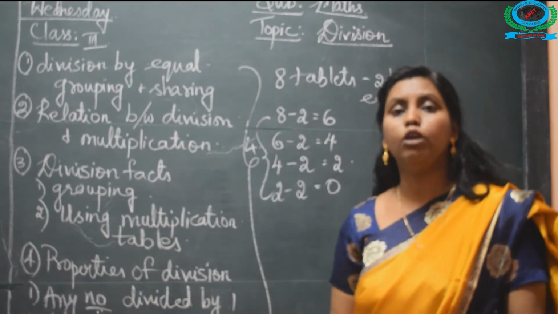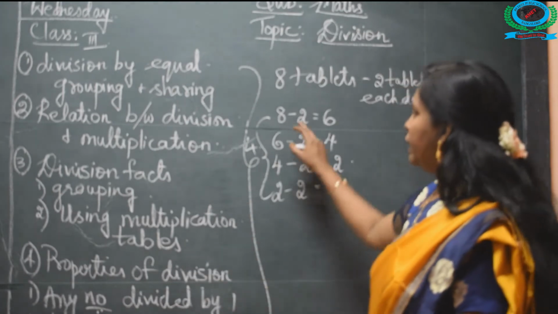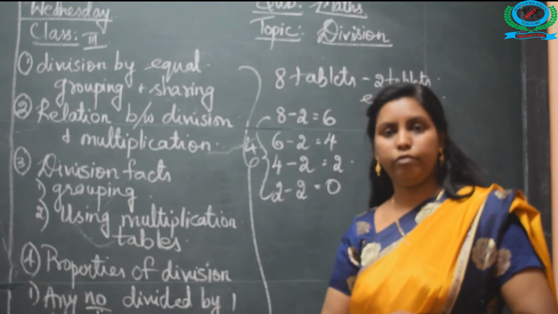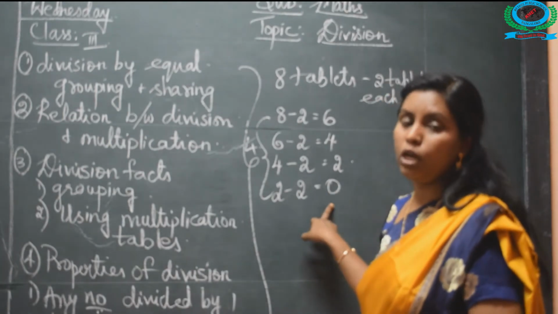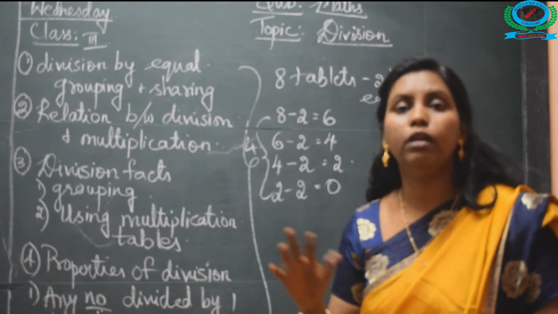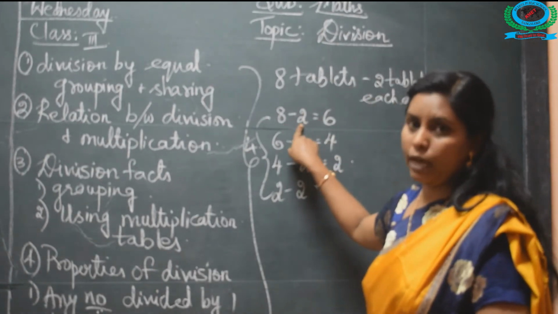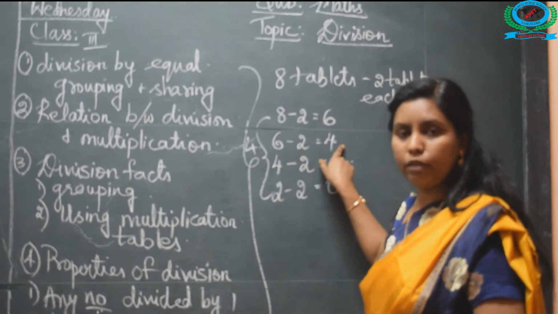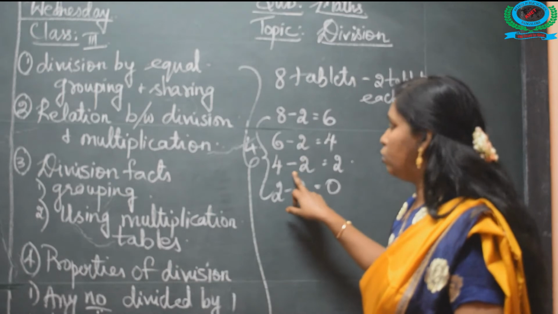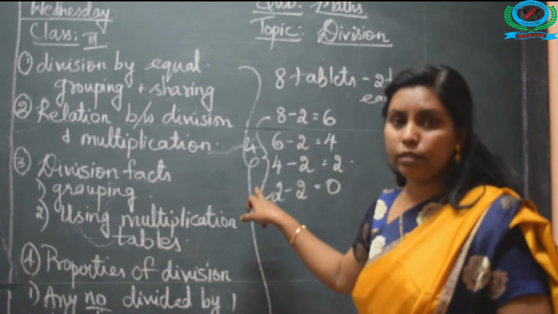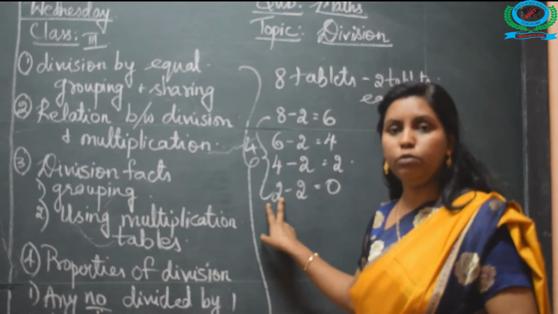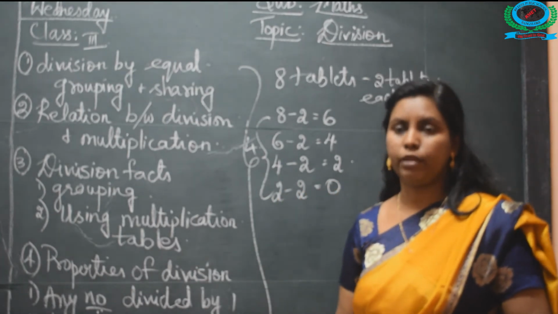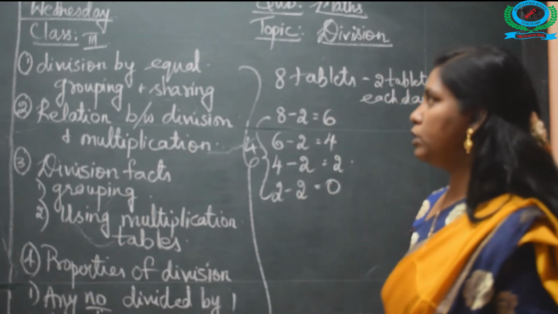So this is called equal grouping or equal sharing, by continuously subtracting that number from the number given until you get a 0. So the first day he took 2 tablets, the remaining were 6. Then from the 6 again he took 2 tablets, the remaining were 4. Then from the 4 he took 2 tablets, the remaining were 2. Then on the last day he took 2 tablets from the 2. So nothing was remaining. All the tablets he took over 4 days. So this is one example of equal sharing or grouping.